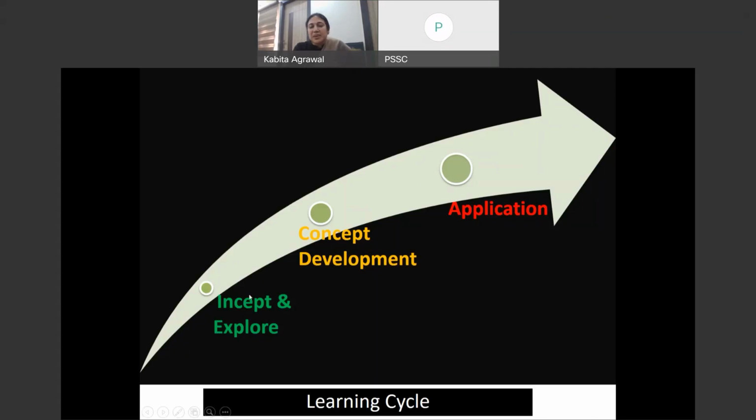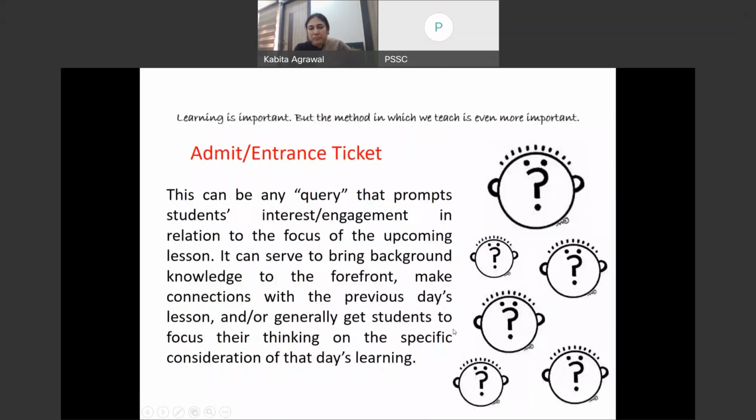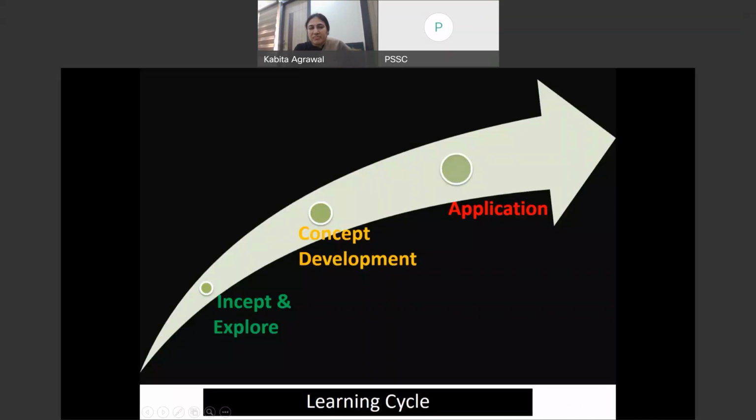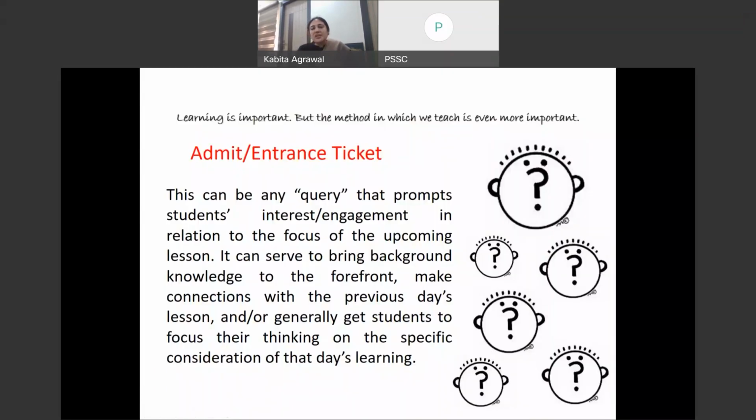So here, the inception and exploration. Today, the entire discussion will be about inception and exploration activities, how to make activities and strategies more interesting, and how to create an environment of curiosity in the child's learning. We'll be discussing some strategies, and I want you all to participate whenever we hear these terms or engagements are expected.